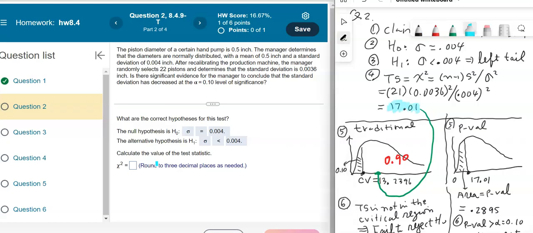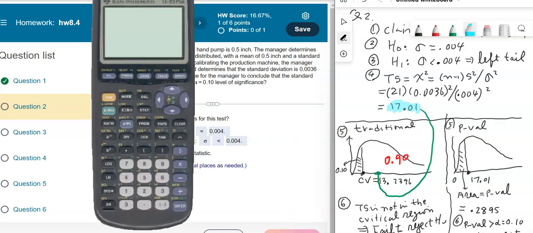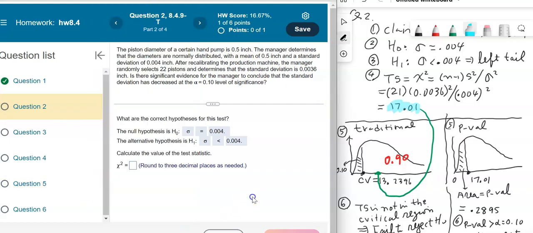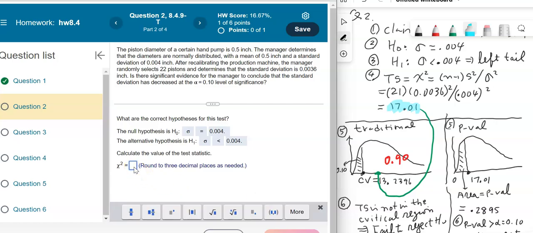Test statistic. Ooh, they want 3 decimals. So I got it. Was it 17.1? Let me just calculate this again. They used to ask for 2 decimals now. Oh, it's just 2 decimals. It ends with 17.01. So I'll just enter 17.01.